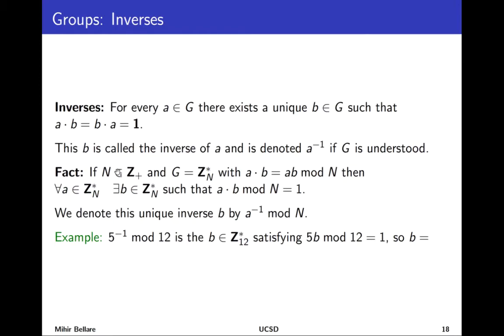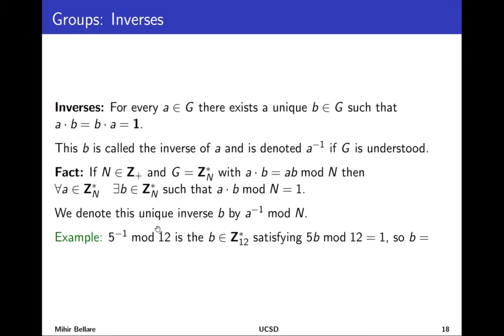So again, let's look at our running example. If n is a positive integer and the group is Z_n star, and we've defined A.B to be integer product mod n, then what inverses is saying is if I take any point in Z_n star, there exists another point such that the product mod n is 1, the identity element. And that's not necessarily obvious. It's not clear why such a point should exist. You can try it out.